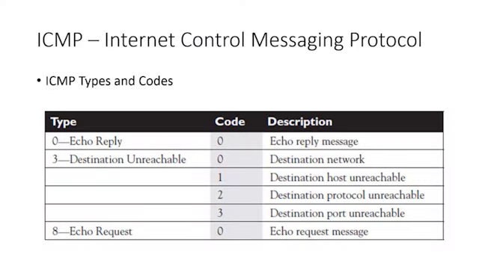Now, here's some types and some codes. You might want to file these away in the back of your head. Echo reply and echo request. Those are the ones that we're most familiar with, right? If I send you a ping, that is an echo request, right? I'm looking for a reply, an echo reply. Because if I ping you, I'm sending something to you.